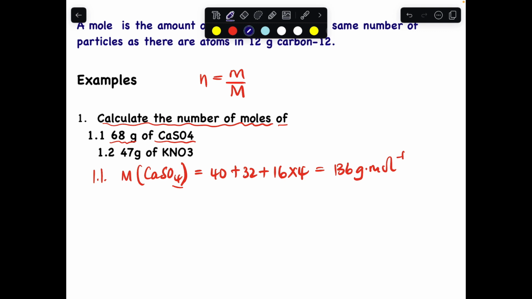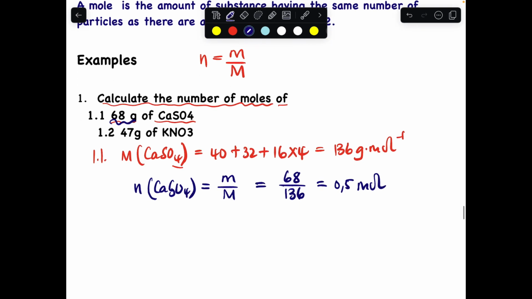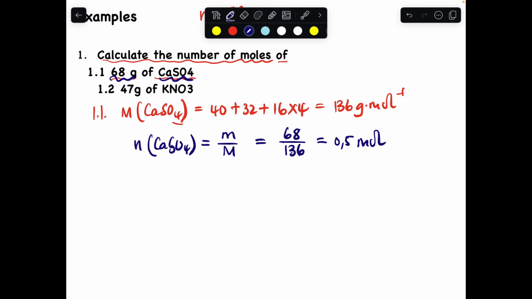And then you go back to the formula that says number of moles. The number of moles of calcium sulfate is equal to mass over molar mass. And then the mass, we're given the mass is 68 gram divided by 136. Your answer there is going to be 0.5 mole. So the number of moles, or the amount of substance that is there in calcium sulfate, is 0.5.